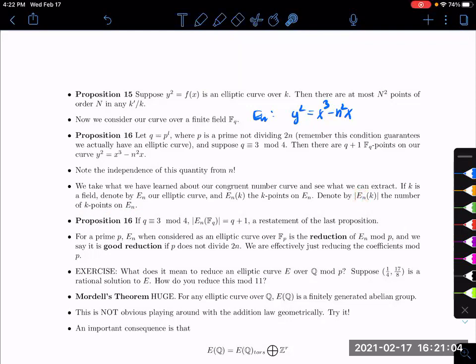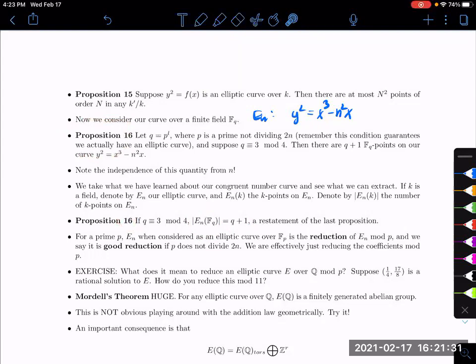So I can restate this last proposition with this new language. I can say if Q is 3 mod 4, then, assuming E sub n is actually an elliptic curve, the number of FQ points on E sub n is Q plus 1. It's a little more elegant way of stating the last proposition. In fact, as you can see, I didn't even bother to rename the proposition.